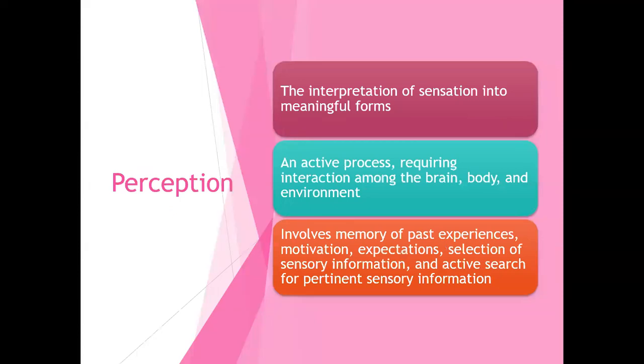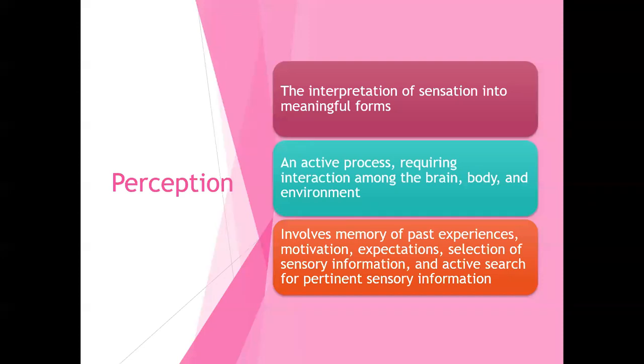Perception is the interpretation of sensation into a meaningful form. So the primary sensory cortices don't really do this. They tell us the intensity and the shape and the loudness and the intensity of light and that sort of thing, and movement. But you need interaction among the different cortices, the brain, the body, and the environment. And it involves the memory of past experiences and motivation and expectations and selection of sensory information.